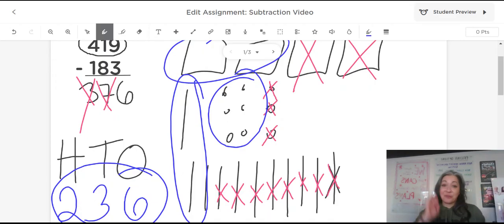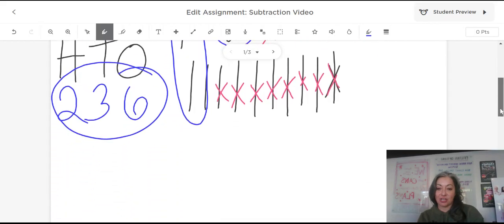I know that it's a lot of writing. I get it. I totally get that. But I want kids to have a really good understanding of subtraction. Okay, so that is one of the strategies. I'm going to talk about another strategy right now using the same equation.